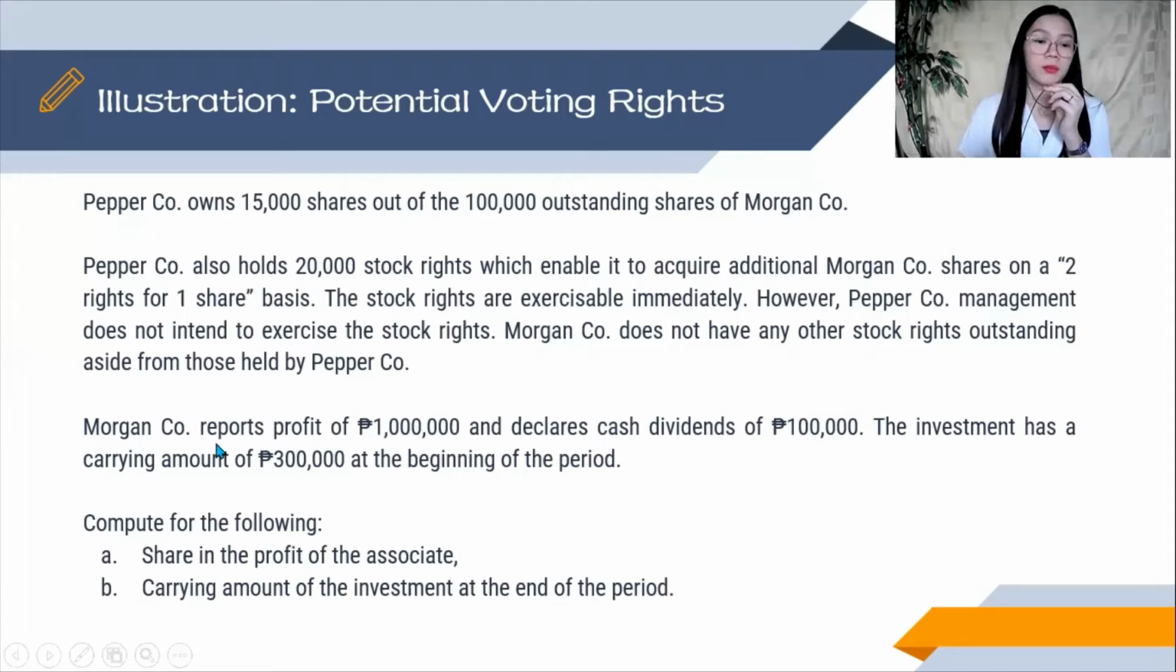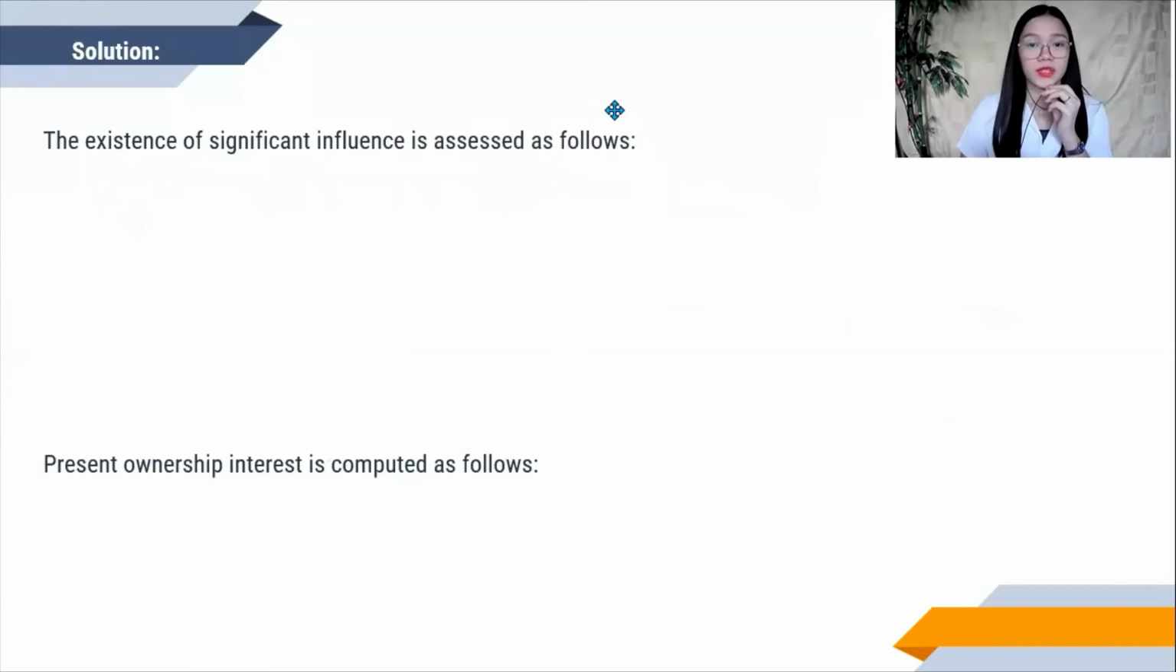Morgan Company, nag-report daw siya ng income or profit na 1 million pesos and nag-declare din siya ng cash dividends ng 100,000 pesos. The investment has a carrying amount of 300,000 at the beginning of the period. So yung investment daw ni Pepper Company has a carrying amount of 300,000 pesos at the beginning of the period. So i-compute natin yung share in profit of the associate and carrying amount of the investment at the end of the period. So before that, kailangan muna natin alamin kung meron nga bang existence of significant influence.